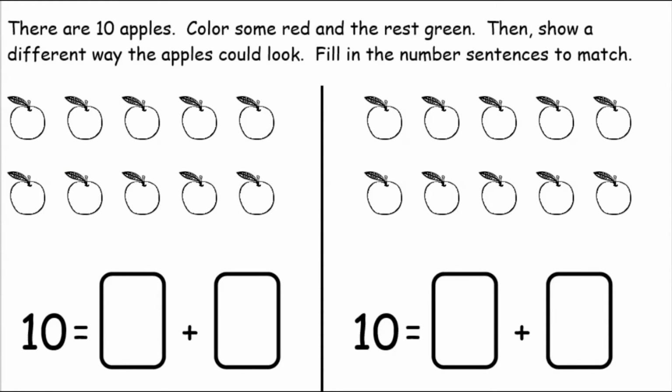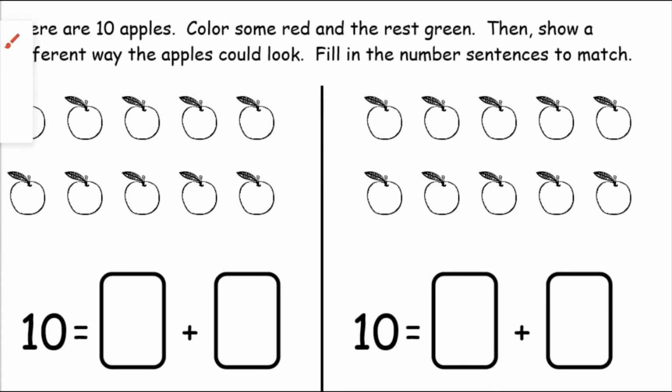Okay, there are 10 apples. We're going to color some of them red and the rest of them green. And then we're going to show a different way the apples could look. So these apples are going to look one way, and these apples are going to look another. Your teacher's going to pause the video, and you guys are going to decide what are 2 different ways we could make these apples look.